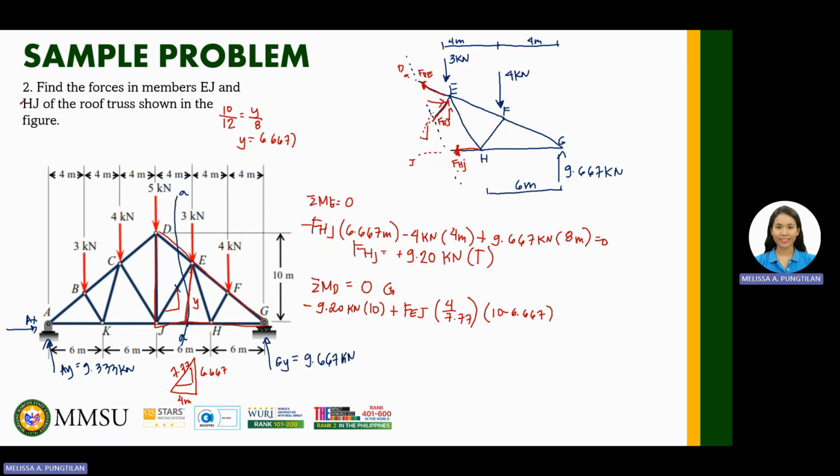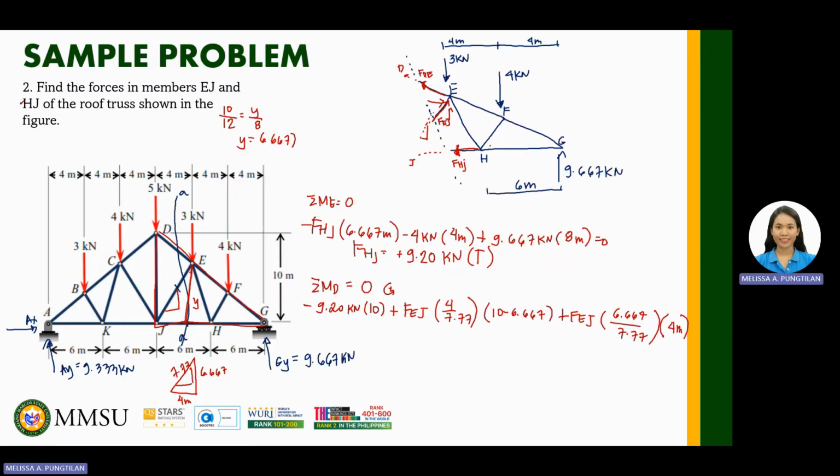Okay, okay na tayo sa x component. Next naman is sa y component. So, y component natin, it will create a counterclockwise moment also. So, FEJ, y component is 6.667 all over 7.77. Moment arm, again, nandito tayo sa point na to. Nagmo-moment tayo sa point D. So, we have 4 meters.